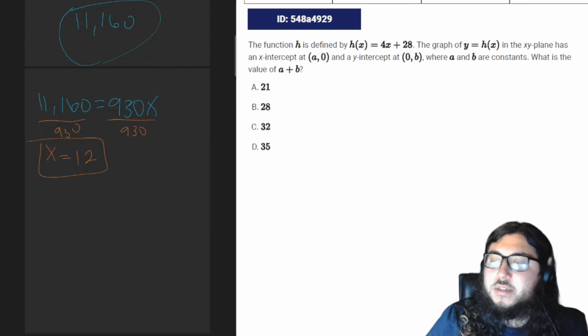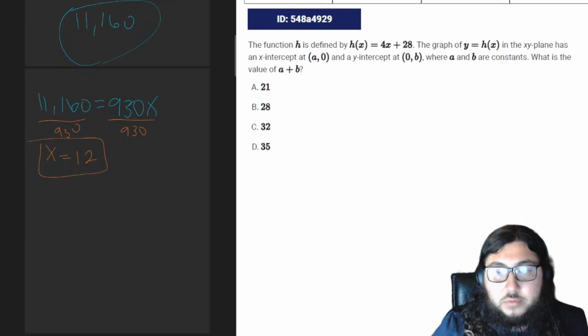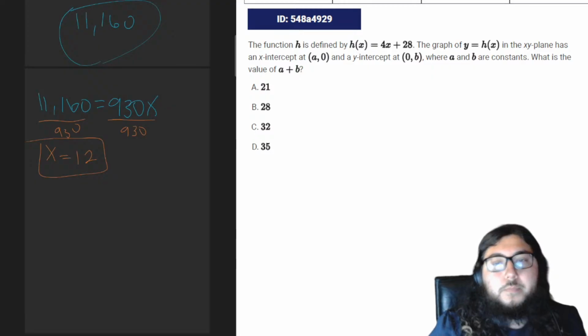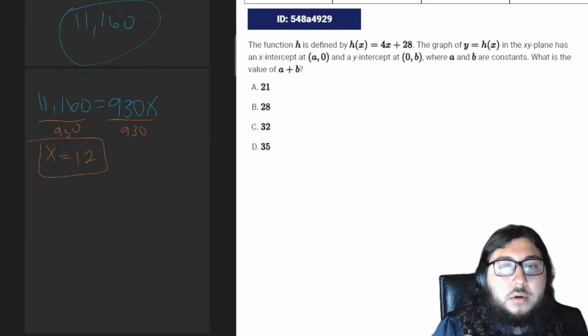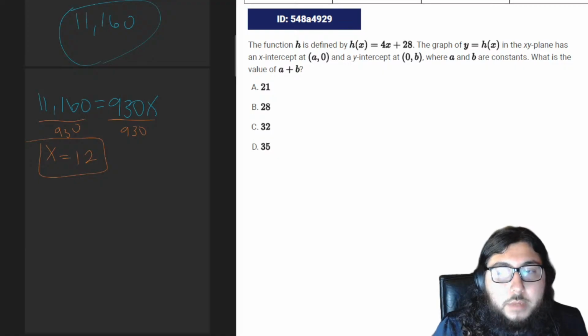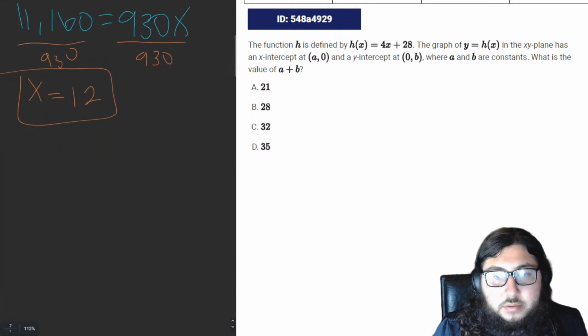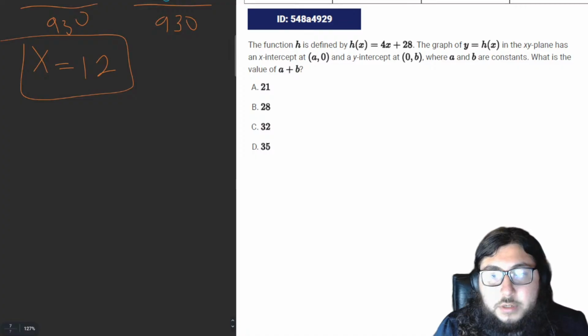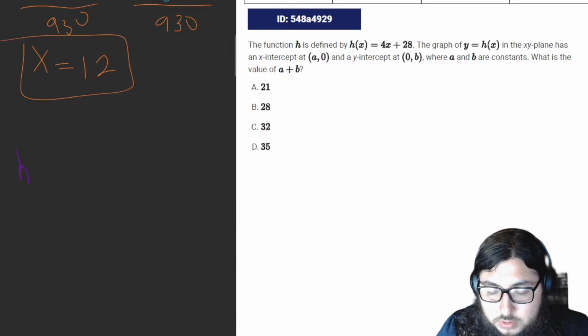The function h is defined by h of x is equal to 4x plus 28. The graph of y equals h of x in the xy plane has an x-intercept at (a, 0) and a y-intercept at (0, b), where a and b are constants. What is the value of a plus b? Key thing here is recognizing that, like the problem specifies, the x-intercept occurs when y is 0, or h of x is 0.